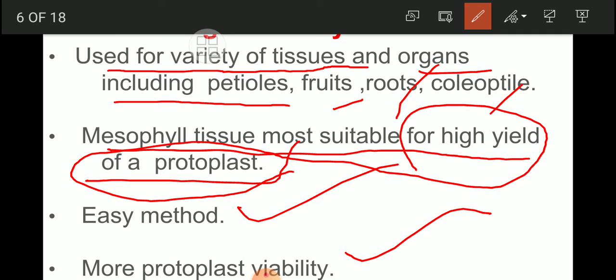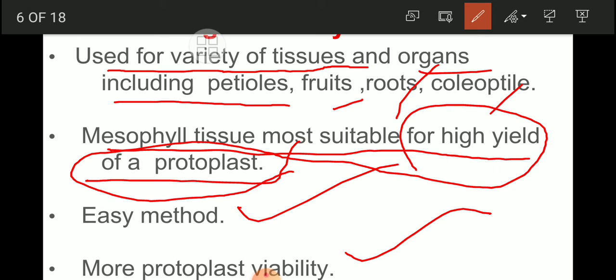So this is a little bit of a difference between the mechanical and enzymatic methods, and because of that, most of the time, for the isolation of a protoplast, not most of the time, I will say 100%, the cell wall is dissolved by using a mixture of two enzymes, that is cellulase and pectinase, and because of that we are going to get the higher yield.